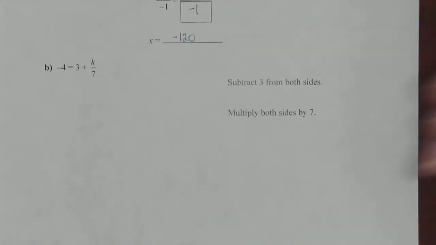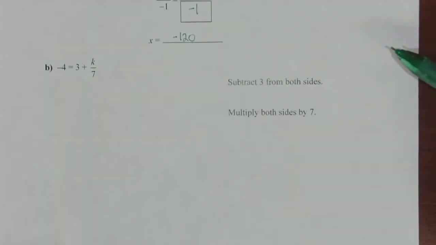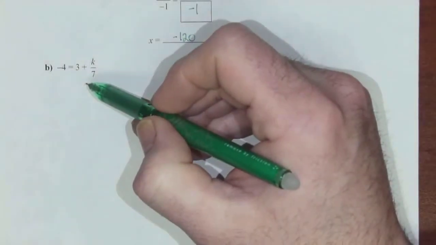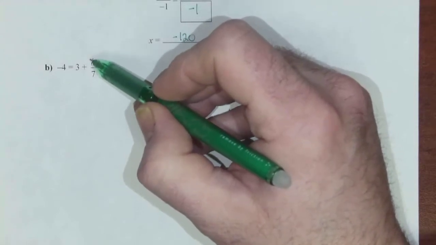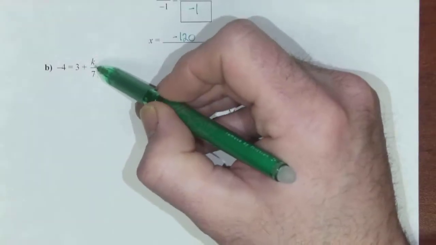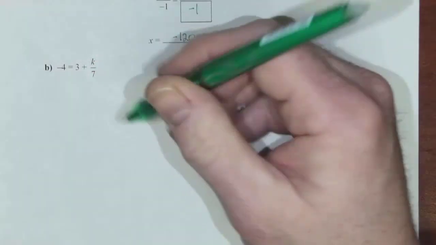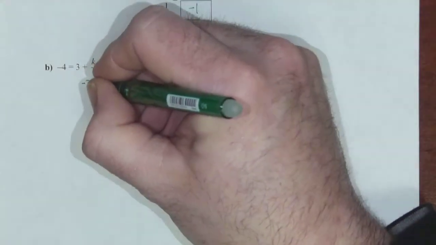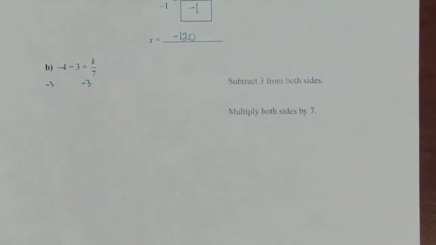Part B. Negative 4 equals 3 plus k divided by 7. So adding and subtracting comes first. We're going to try and get this variable isolated all by itself. We've got a 3 being added to that term with the variable. So if it's adding, then we're going to do the opposite, and we're going to subtract 3 from the right, and we're going to subtract 3 from the left.